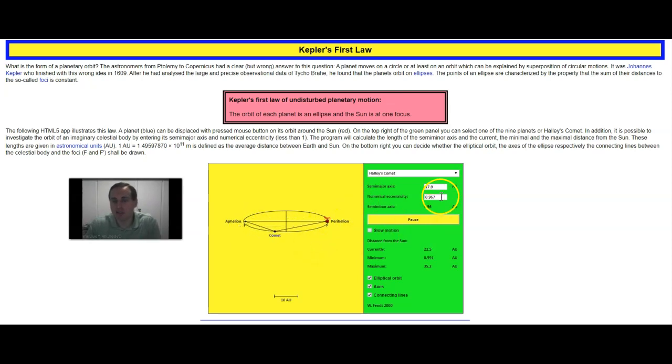The eccentricity of this orbit is 0.967. It's extremely elliptical. Very, very large eccentricity, very stretched out. So we're going to investigate this some more when we look at Kepler's second law, which we'll do right now.